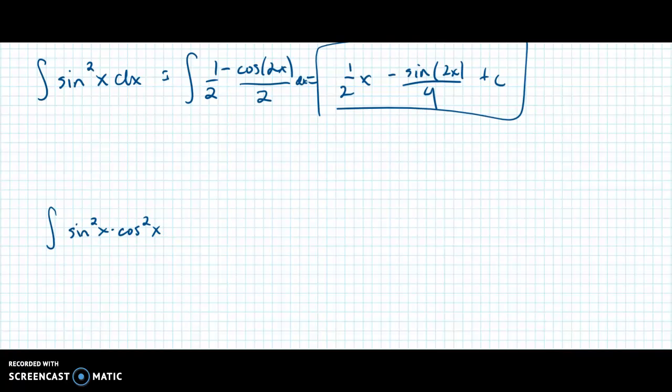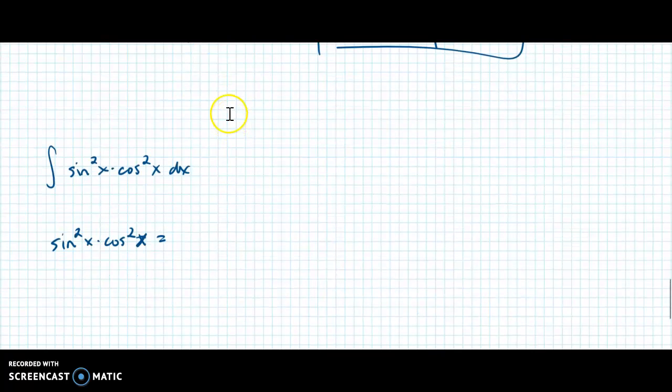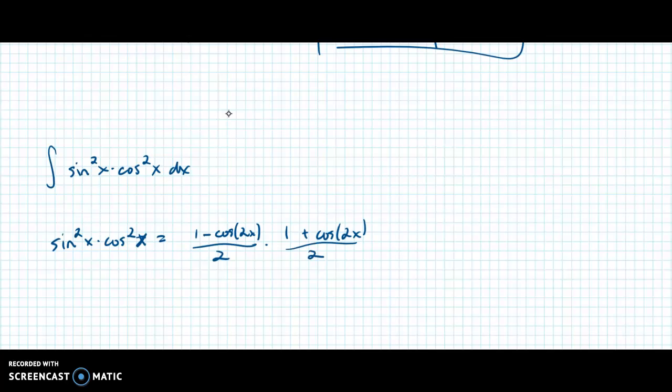This one. So, look, what I can do is I'm just going to do some side work over here. I'm just going to rewrite this until I get it into a form that's integratable. So sine squared x times cosine squared x, well, that is equal to, I'm going to use both formulas. The sine squared is 1 minus cosine 2x over 2. This one, 1 plus cosine 2x over 2. So that is equal to 1 minus cosine of 2x over 2 times 1 plus cosine of 2x over 2.